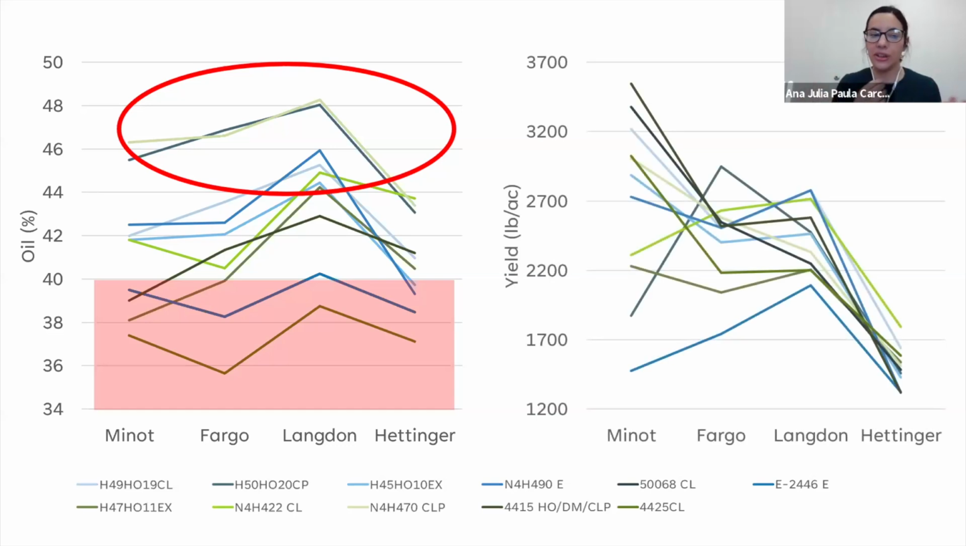Moving forward, it's not only important to see oil, but it's also important to see yield. And here is where everything becomes a little bit more tricky. We can see that there are not many changes in ranking when we are seeing the oil concentration, but when we are seeing yield, this looks like spaghetti, basically. We have all the lines crossing, even though we can see that some of these lines are always below, and some of these lines try to be above.